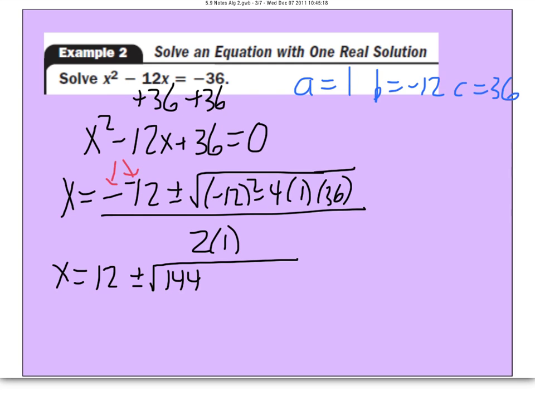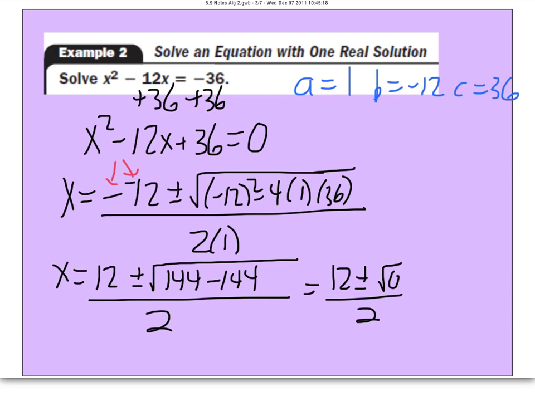36 times 1 is 36. 36 times 4 is 144, all over 2. Now watch this. This is 12 plus or minus the square root of 0 all over 2. Square root of 0 is 0. This is 12 over 2, which equals 6.